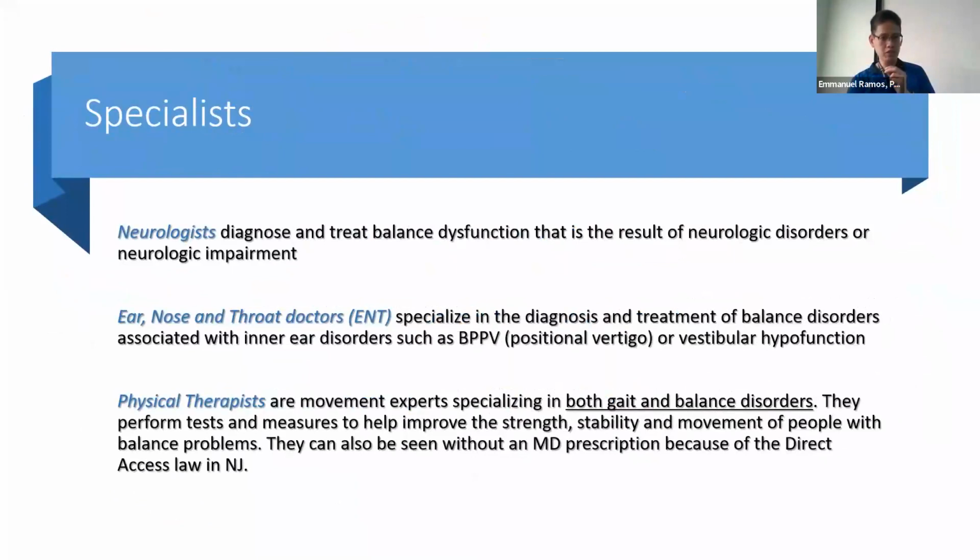Now the specialists. I'm going to discuss 3 of the specialists that you can go to. First is a neurologist. They usually diagnose and treat balance dysfunction that is the result of neurologic disorders or neurologic impairment. Number 2, I said that earlier, the ENT doctors, ear, nose, and throat doctors. They specialize in diagnosis and treatment of balance disorders associated with inner ear disorders, such as BPPV or benign paroxysmal positional vertigo or vestibular hypofunction.